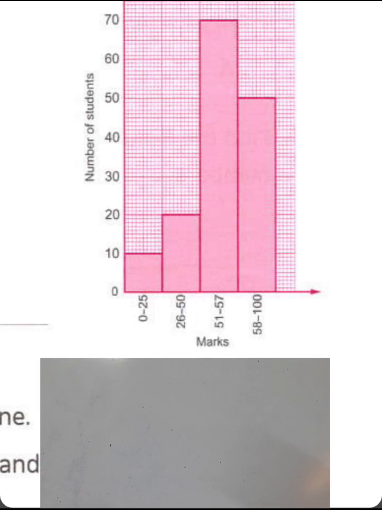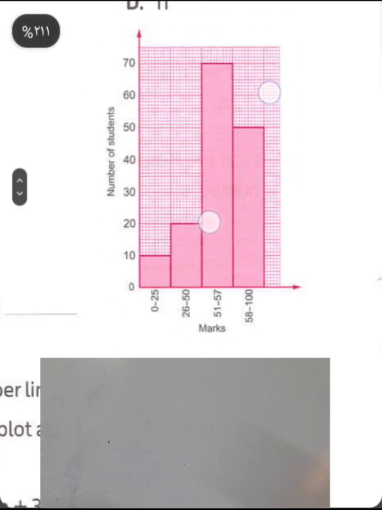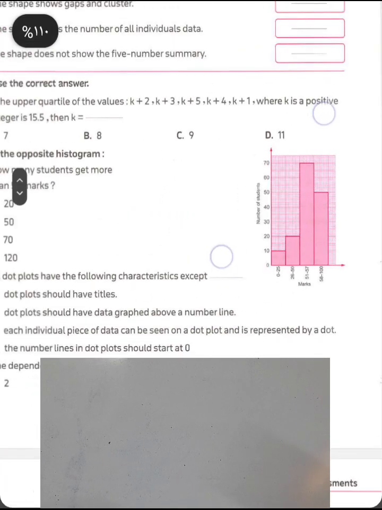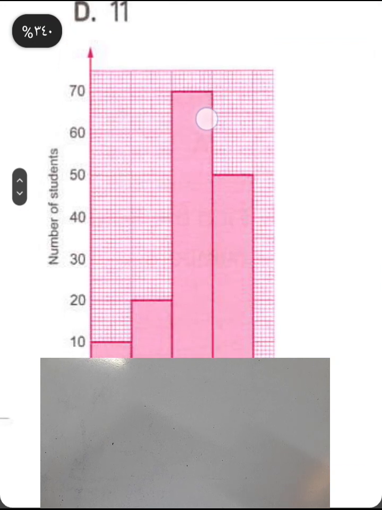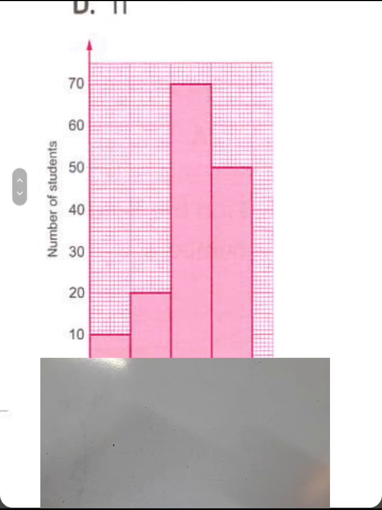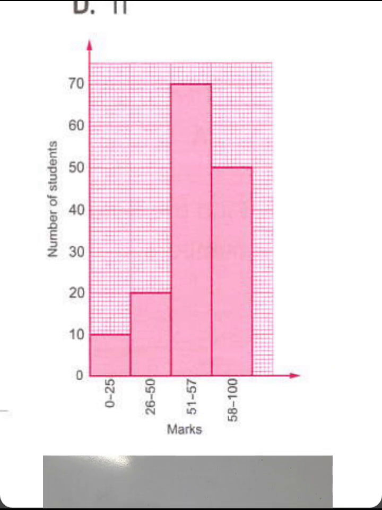We must find the result about 8, 70 and 50 to find the total, because he asked how many students get more than 50 marks. Where is 50 marks? 50 marks here. Okay, it's 50 marks. How many students get more than 50 marks? Greater than 50, it will be 70 plus 50. It will be 120.